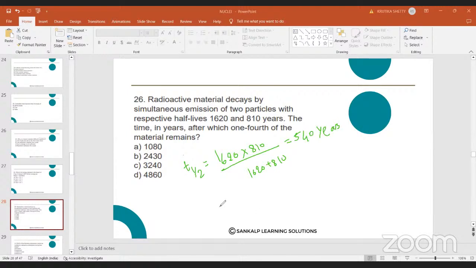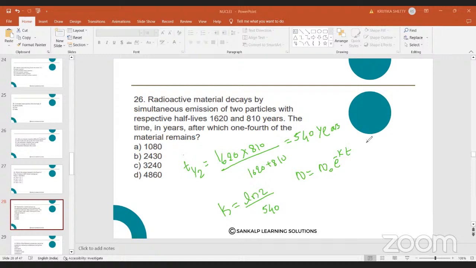According to radioactivity differentiation, K is the constant here. It is given by ln of 2 divided by 540. So what is that equation? It is given by n is equal to n0 into e raised to minus kt. Right?